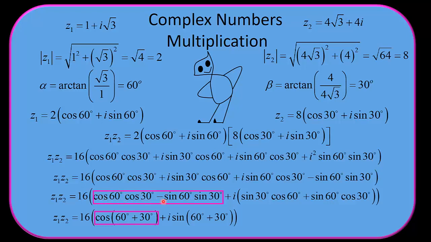Okay, so I just replace this with that because the cosine of 60 degrees plus 30 degrees can be expanded this way. Likewise, this over here is the sine of 60 degrees plus 30 degrees. So this is the sum of angles formula for sine. This one is the sum of angles formula for cosine. So what we've done is we have successfully performed this multiplication, but take a minute and look at what we have here. This is cosine of 90 degrees. See that 60 and 30? Well, the cosine of 90 is 0. The sine of 90 is 1.